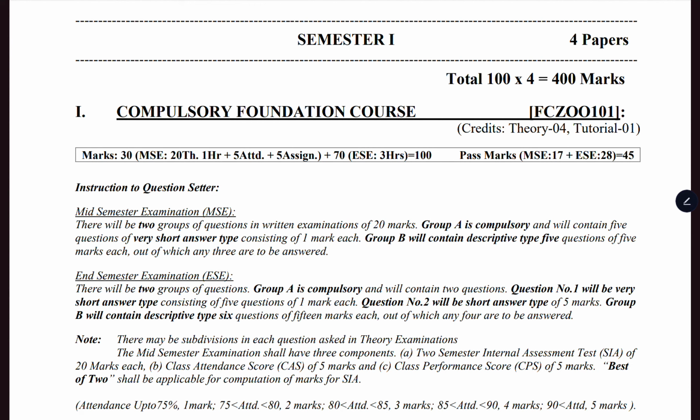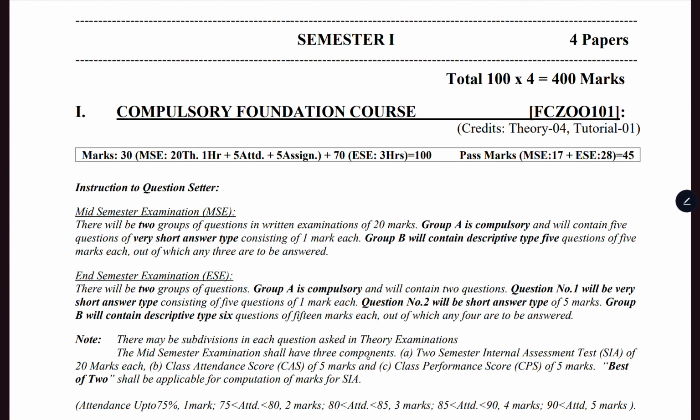The end semester examination will consist of two groups, group A and group B. Group A will contain two questions. Question number 1 will be of very short type, 5 questions, and each question will carry 1 mark. Question 2 will be of short answer type and it will be of 5 marks. Group B will contain descriptive type questions. There will be 6 questions of 50 marks, and out of that we have to only attempt 4 questions.